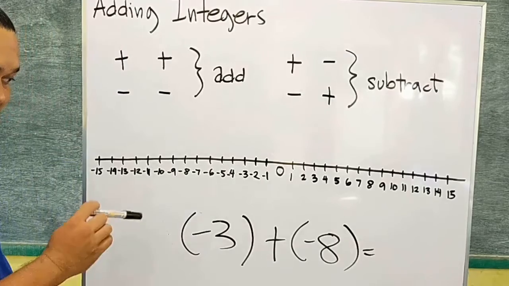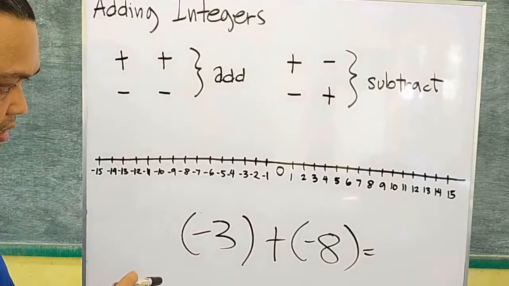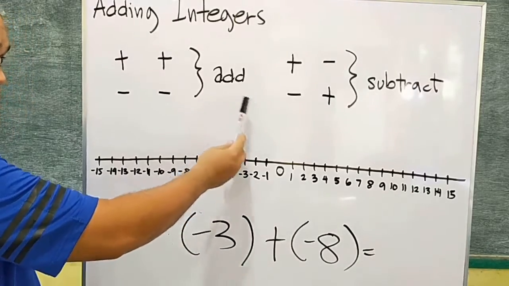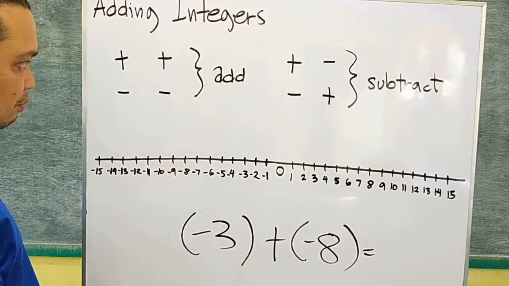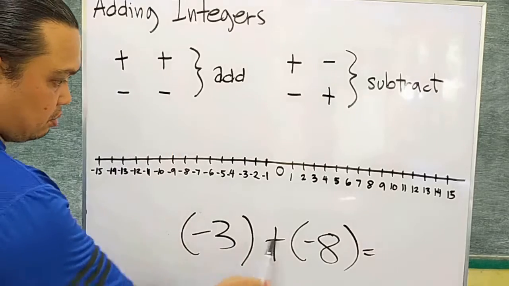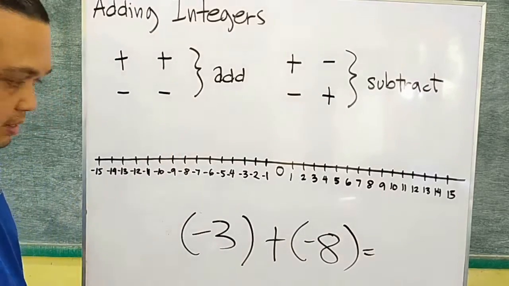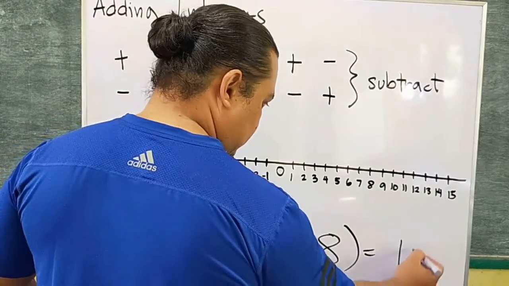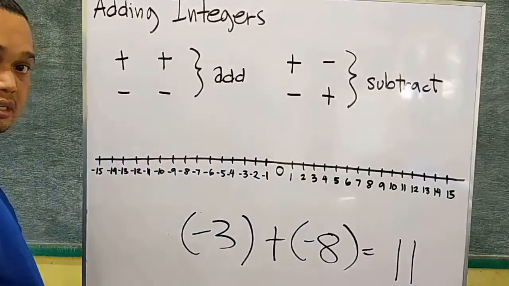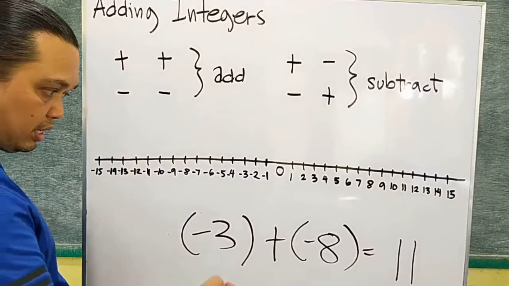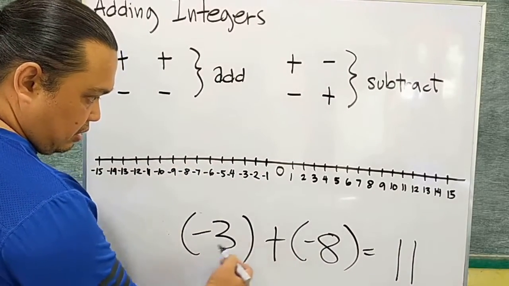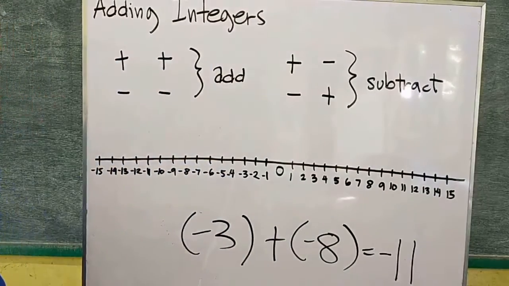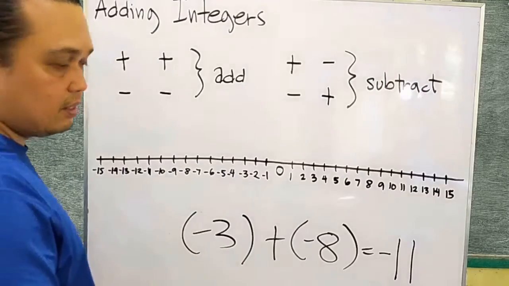Now, because they are like integers, all we need to do is add the numbers and copy their symbol, which is negative. So let's add. 3 plus 8 is 11. And copy their sign, which is negative. They have a negative sign. So our answer will be negative 11.